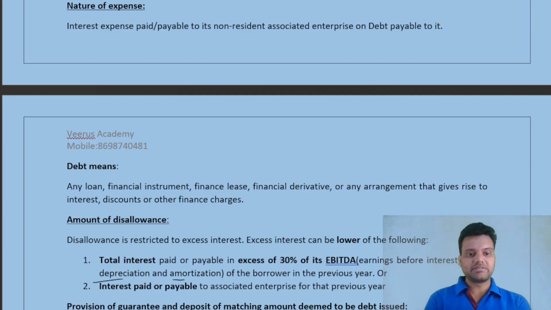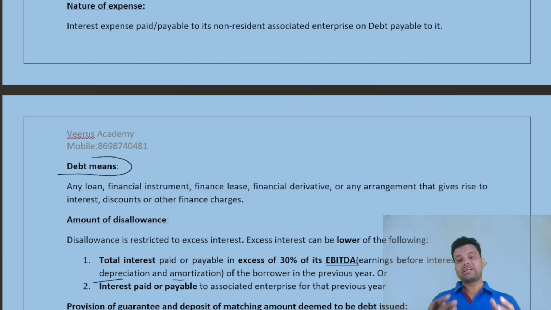Now the other areas. The first thing that will come is debt. When I say interest, what kind of debt is covered? Simply, any kind of loan bearing interest which can be debited to the P&L is covered under section 94B. Whether it is a short-term loan, long-term loan, secured loan or unsecured loan, it will be covered. Financial instruments like debentures and bonds, finance leases, and derivatives are also covered, or any arrangement that gives rise to payment of interest which is debited to the P&L.